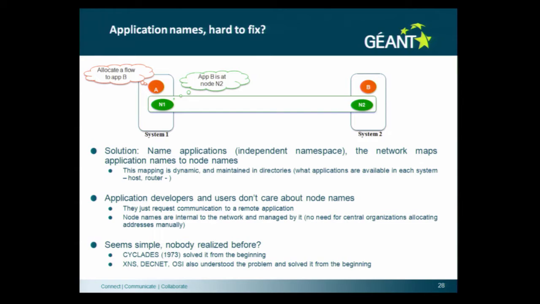Well, it's quite simple. In the application layer, you should name your applications, and it should be independent of the address the application gets in the layer below. You should have resolution from the layer below towards the top, but not the other way around. So it should be dynamically maintained, which means you have mobility. Application developers shouldn't care about node names, shouldn't care about the network address. They just want their application to talk to the application at the end host.